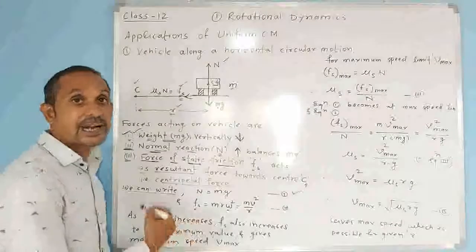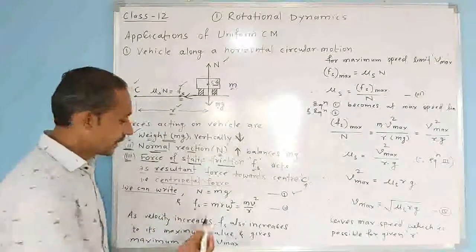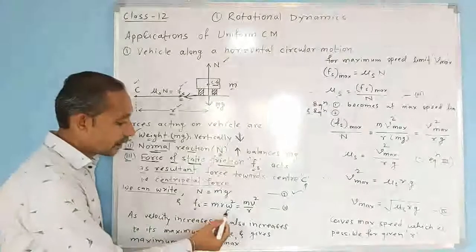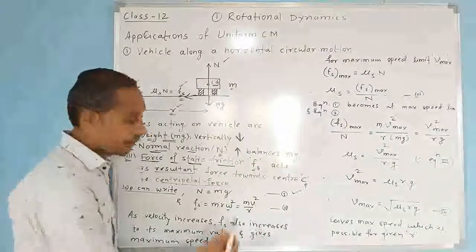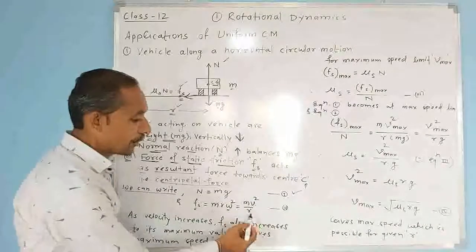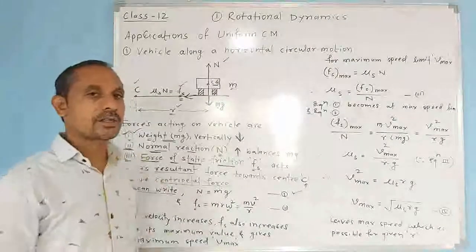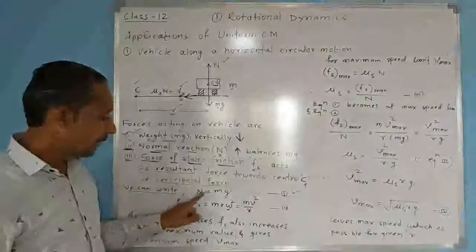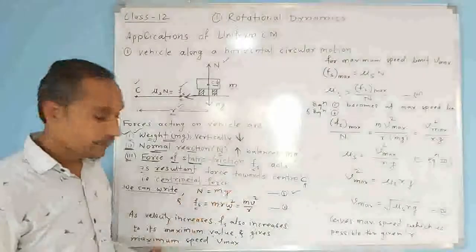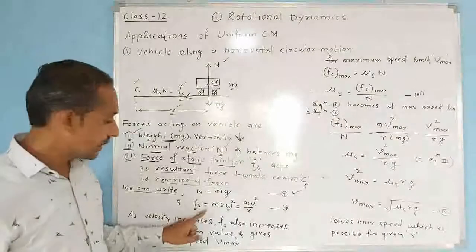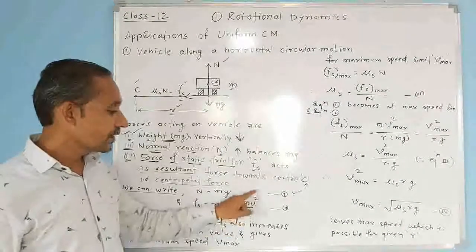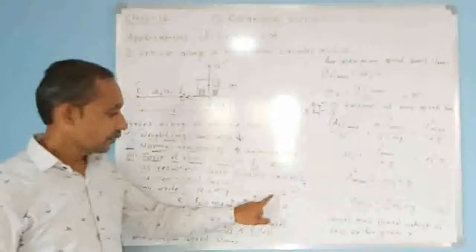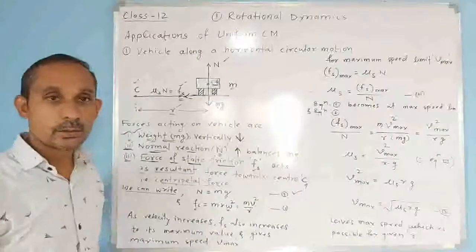We can write that the force of static friction acts as the centripetal force, and centripetal force means m r omega square, or in terms of the linear speed, m v square upon r. So these two equations we can write here: N is equal to mg, and Fs is equal to m r omega square, which is equal to m v square upon r. Equation 1 and equation 2.